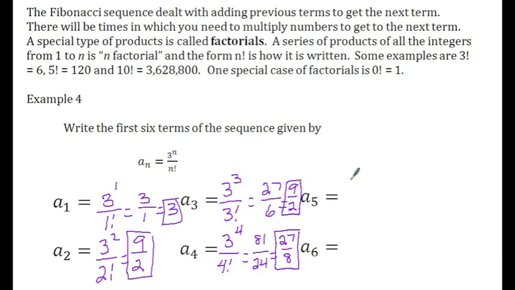Okay. And then we have 3 to the 5th over 5 factorial. 3 to the 5th is 243. And 5 factorial means 1 times 2 times 3 times 4 times 5, which is 120. And let me see if that will reduce at all. That reduces by 3, which goes to 81 over 40.